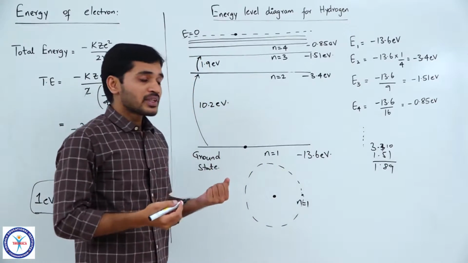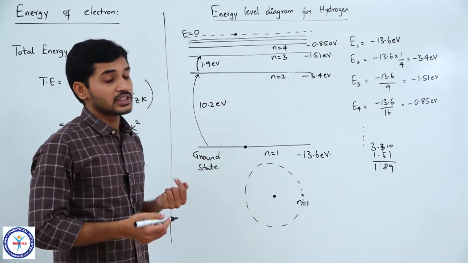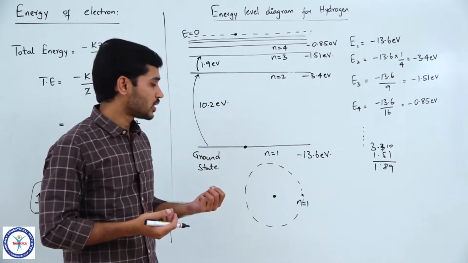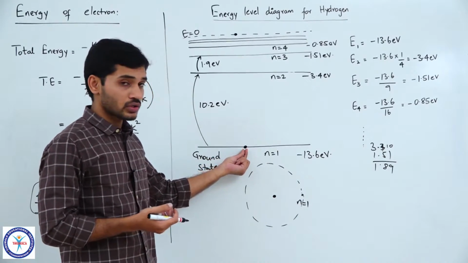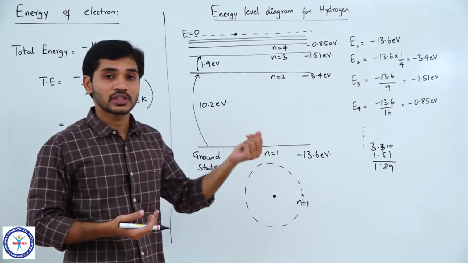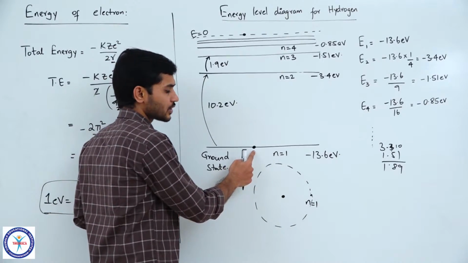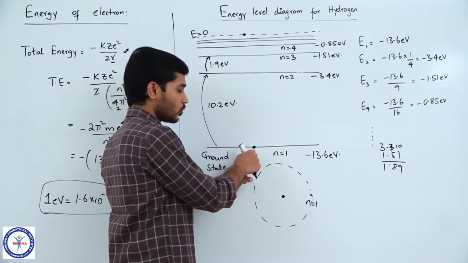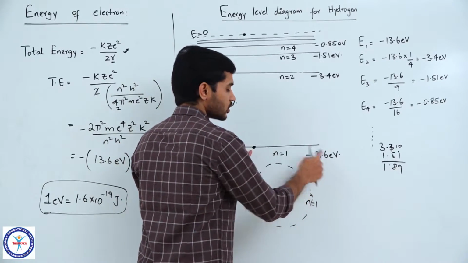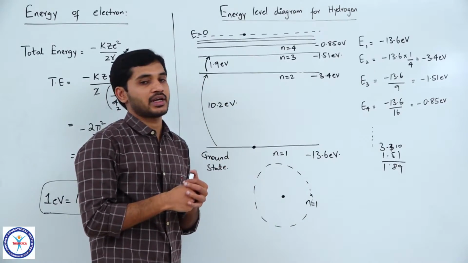So removing an electron basically means taking the electron from n is equal to 1 to n is equal to infinity. So what was the answer for what I asked just earlier? How much energy should be given to this electron to remove it from the nucleus, to remove it from the atom? The answer for that would be 13.6 electron volts. So when I give 13.6 electron volts to this electron, it goes from an energy state of minus 13.6 electron volts to 0, which means it gets completely detached from the atom.